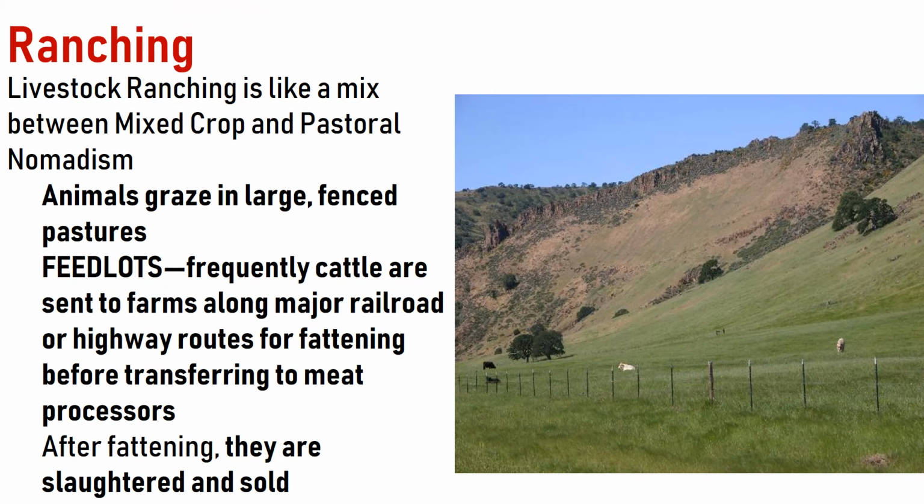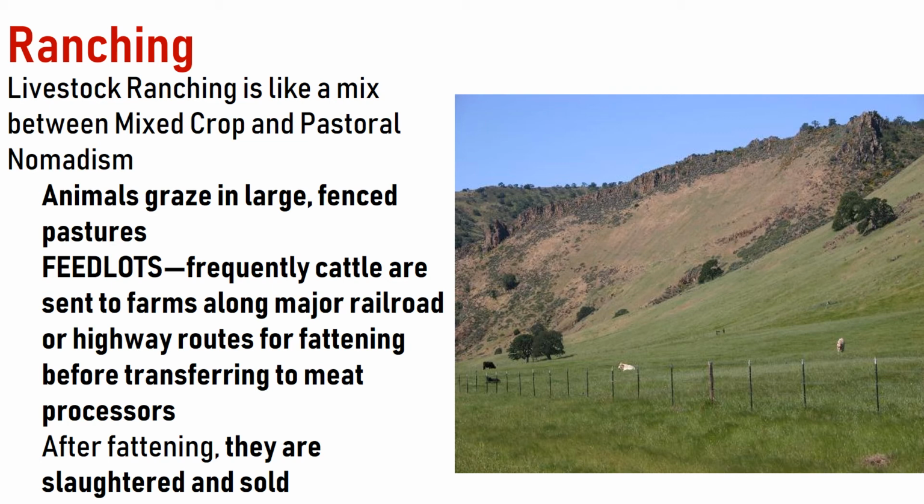So now we have ranching, which, like I said, is similar to pastoral nomadism. But I like to think of ranching as a little bit of mixed crop and livestock with a little bit of pastoral nomadism. It's mixed crop and livestock in the fact that they are raising these animals to then slaughter them, just like mixed crop and livestock.